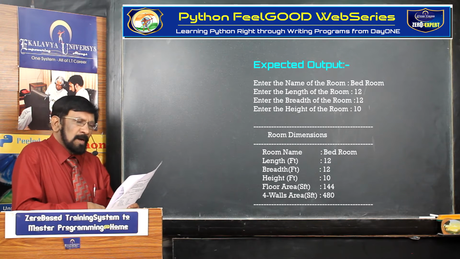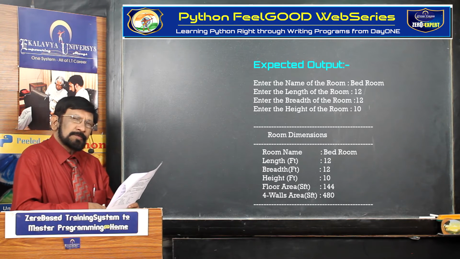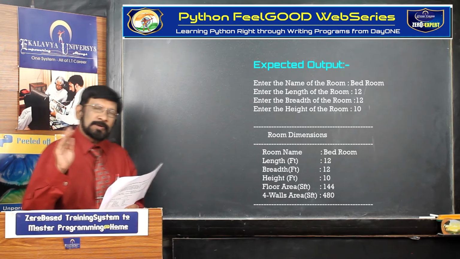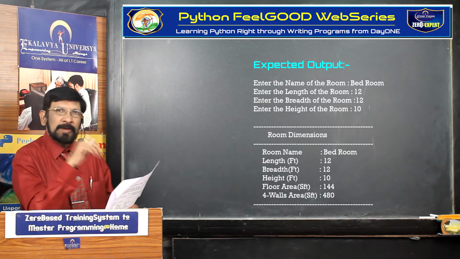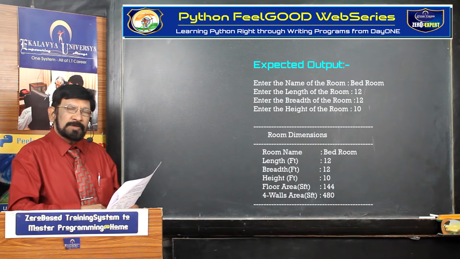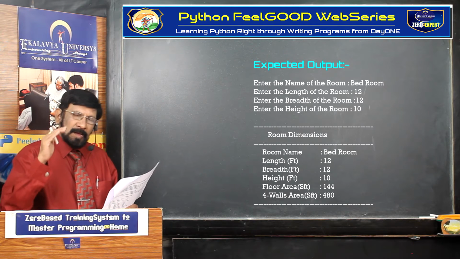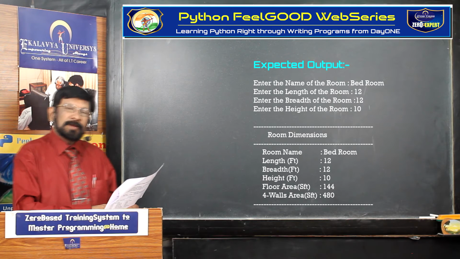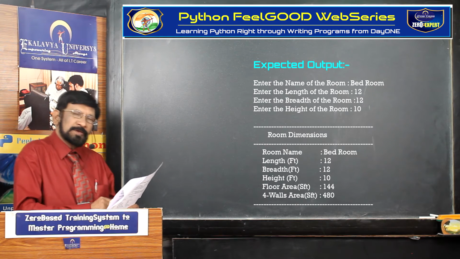So, the prompt statements you write are: enter the name of the room, enter the length of the room, enter the breadth of the room, enter the height of the room. As far as height is concerned, if you are dealing with multiple rooms, it should be uniform. That point always remember. Otherwise, you are discounted. That point you understand. And thereafter, the format should be like this.